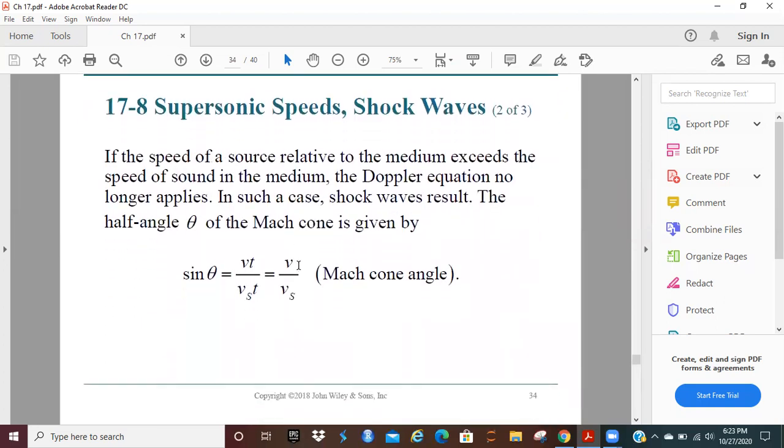Now, if the speed of a source relative to the medium exceeds the speed of sound in the medium, then the Doppler equation no longer applies. In such a case, a shock wave is going to result. And if you've ever seen pictures of the sound waves generated by something that's flying supersonic, those are some pretty cool things to behold. The half angle, theta, of the Mach cone is given by this particular equation.